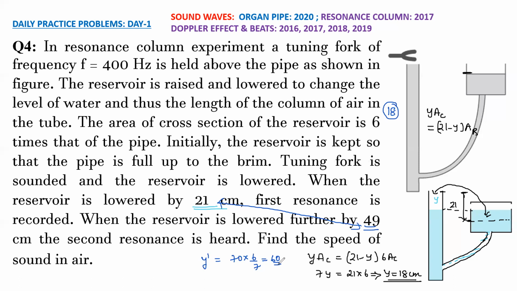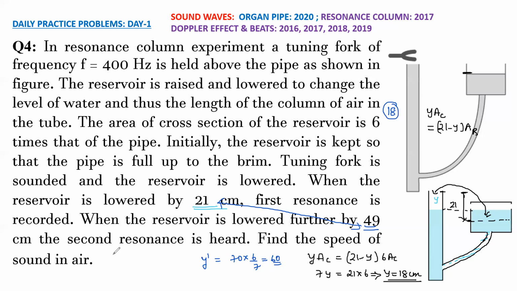Typically, when there is no end effect, when there is no end correction, we know that first resonance length and second resonance length shall be in the ratio 1:3. But it is not so here. And therefore, there is some end correction. We don't need to calculate it, but we know that the consecutive air column lengths L2 and L1, if they are corresponding to resonances, then L2 minus L1 must be lambda by 2. This is a very standard equation in the resonance column experiment.